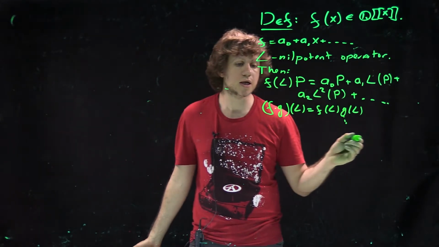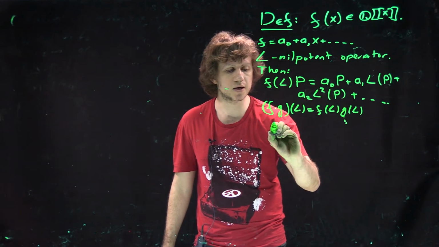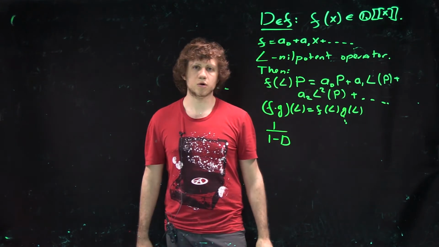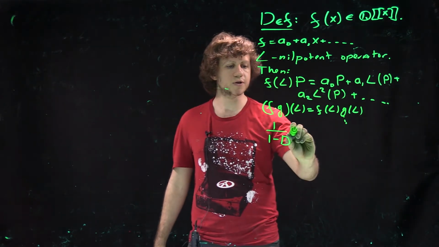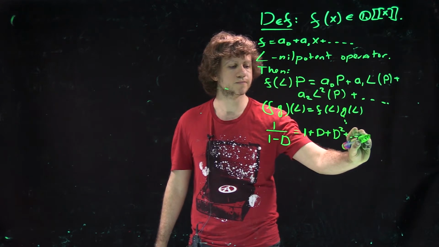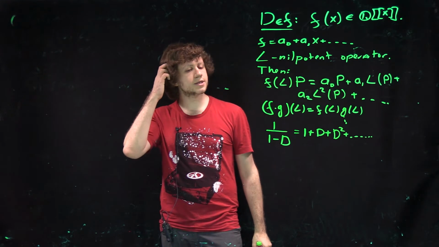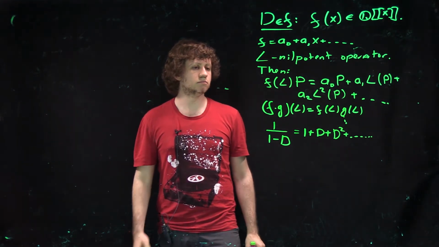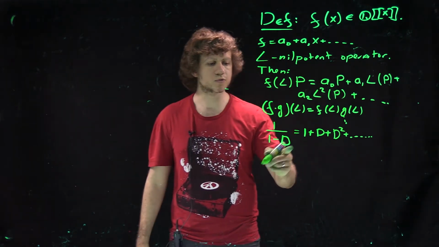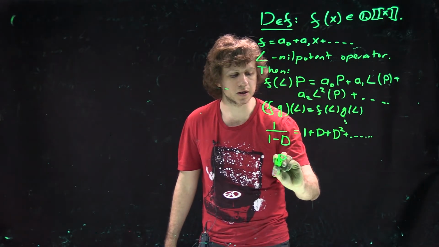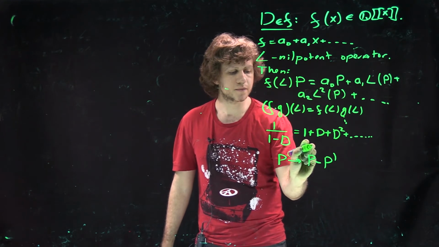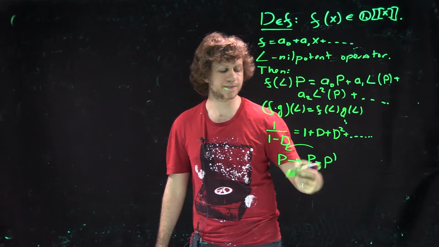Here is a somewhat interesting example. Let's, for instance, take 1 over 1 minus d. So that's an operator, and by my definition, one can think of it as 1 plus d plus d squared plus and so on. On the other hand, one can also think of it in the following way. There is an operator P goes to P minus P prime, and this one is an inverse. So this one is returning back.